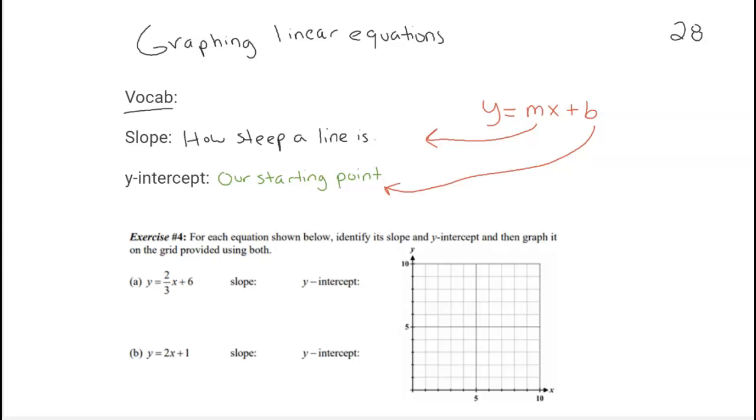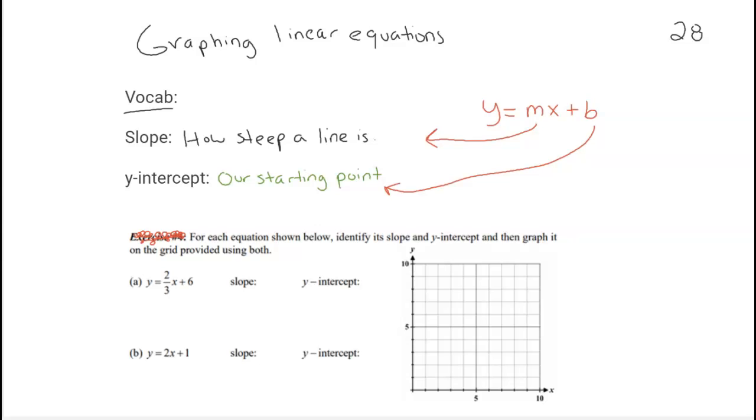So let's talk about some examples here. Don't worry about this example number 4. So we're going to talk about two equations here. And we're only going to talk about two for today. Because again, I want you to see how to be able to find the slope, how to be able to find the y-intercept, and how to start graphing this.